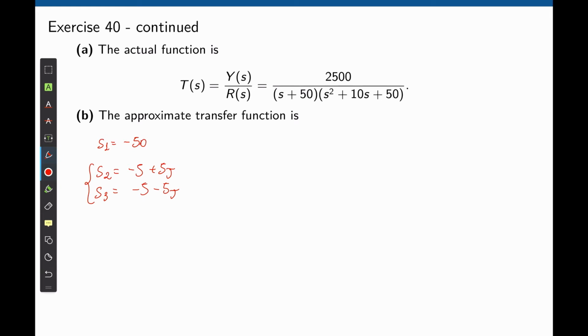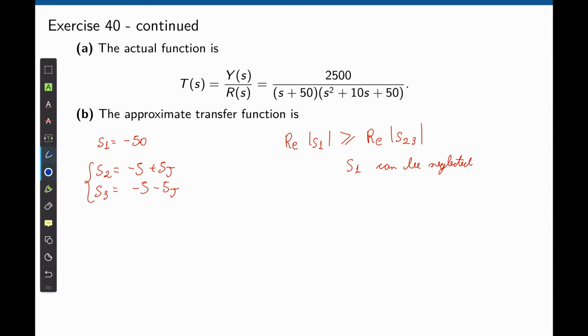Now we notice here that the real part of the complex poles is negative 5, whereas the other real pole is negative 50. The real part of s1 is much greater than the real part of s2 and s3. In this case, s1 can be neglected. The reason again is that the exponential created by this real pole would decay much faster than the exponential created by the real part of the other pole.